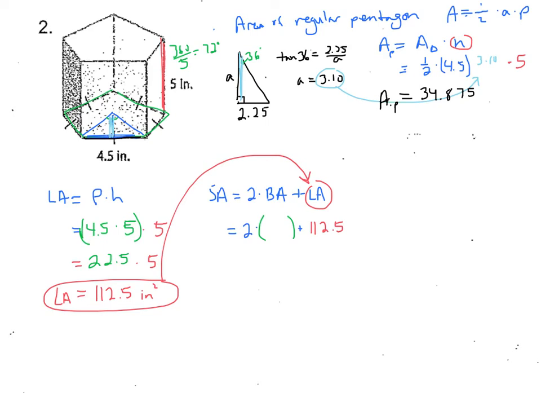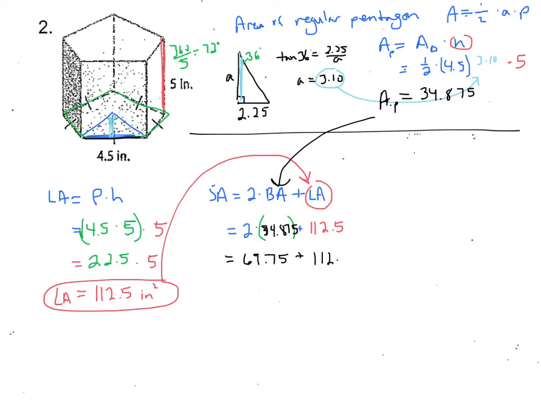So all of that was to get me ready for going back to my surface area, and I now know what number I'm going to plug in right here for my base area. That's my 34.875. We do have to multiply that by 2 and then add 112.5. You don't have to write down both measurements, but I'll go ahead and do it since I did the calculations. 69.75 plus 112.5, giving me 182.25 square inches for my total surface area of my prism.